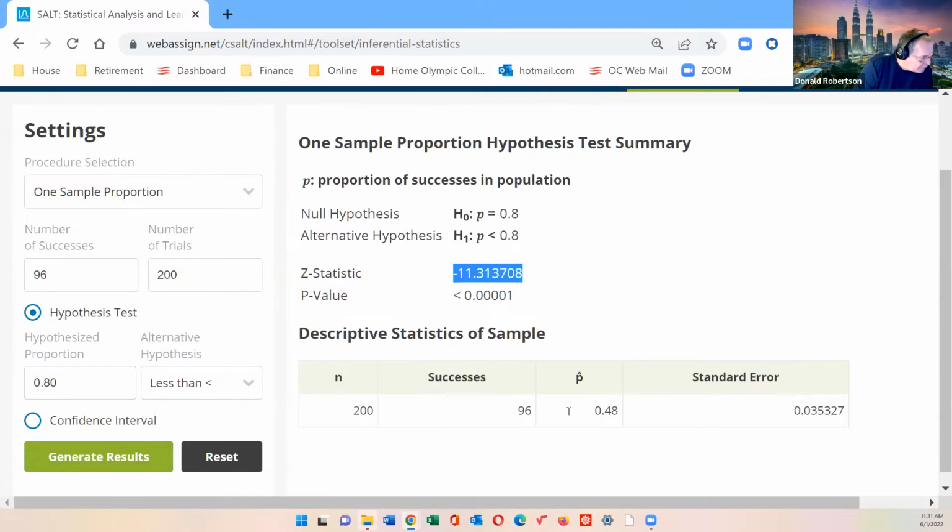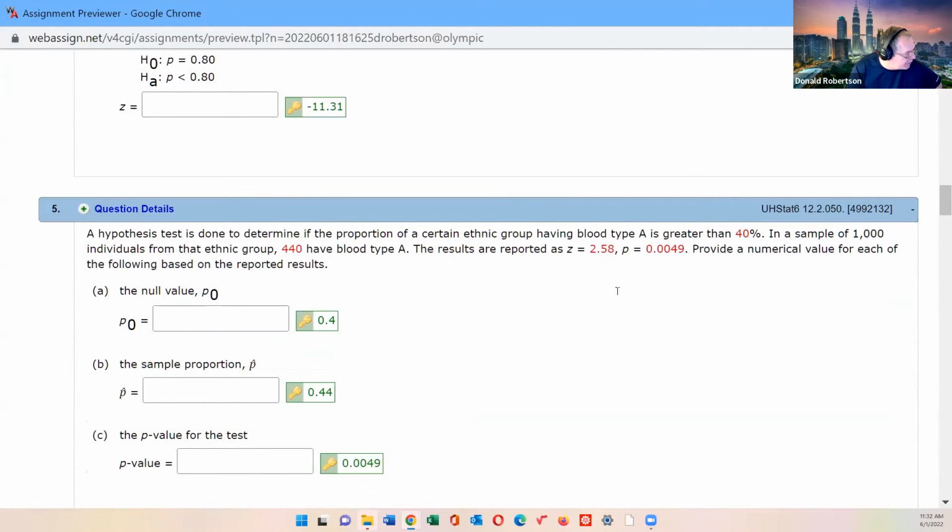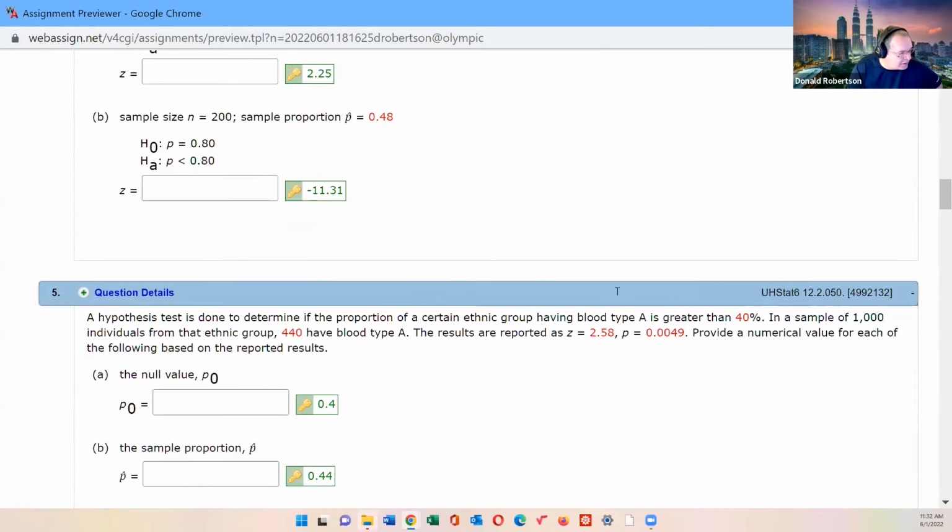Negative 11.313708. If you get a z-score like that, isn't that extremely unlikely to be luck? So that's the evidence you're looking for. And if I move this thing out of the way, can you see the negative 11.31 to 2 decimal places, so we know it's worked? Are you looking at the answer? Right. Any questions about that? Is it getting a little bit cleaner?